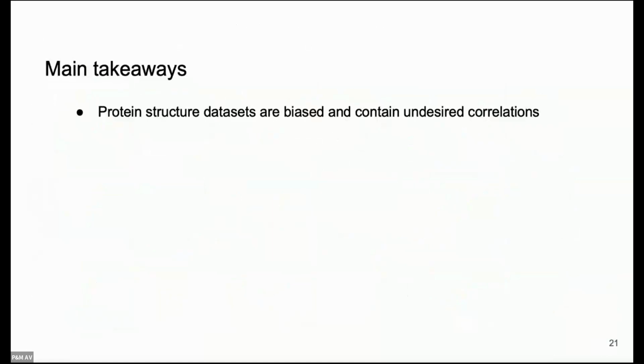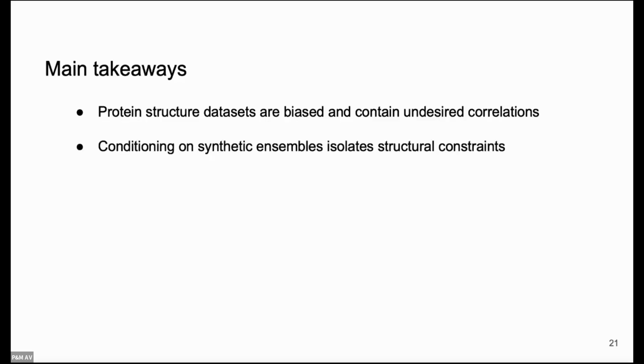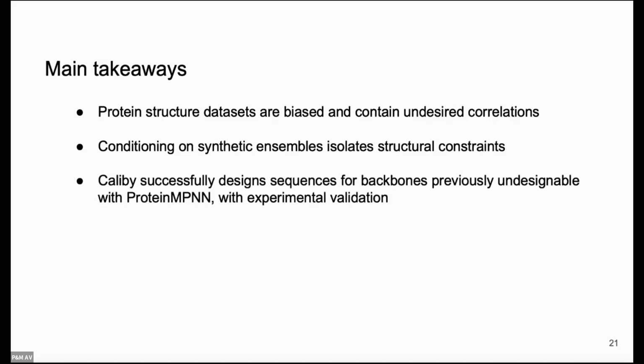So for main takeaways, we want to emphasize that protein structure data sets are biased and contain undesired correlations. So when you train models on these data sets, they inherit these biases for better or for worse. To rectify this for structure-conditioned sequence design, we propose an inference time approach where all you have to do is condition on synthetic ensembles to isolate structural constraints.